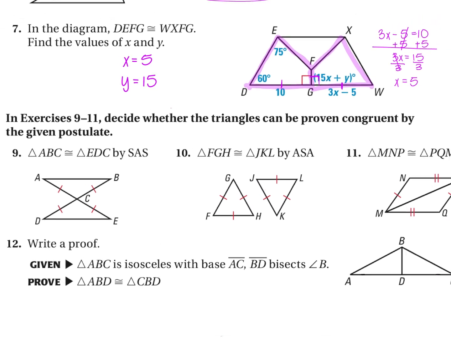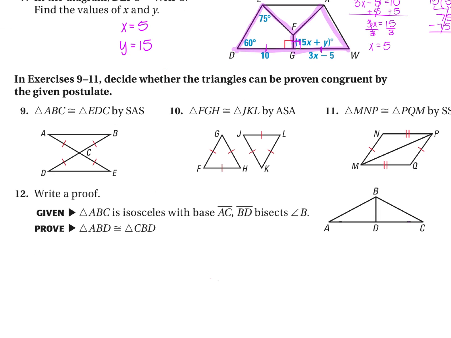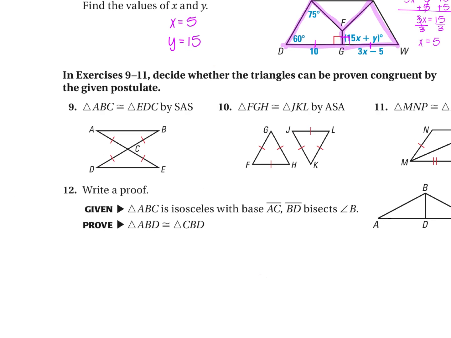All right, 9, 10, and 11. It says in exercise 9, 10, 11, decide whether the triangles can be proven congruent by the given postulate. Remember, the only time you can draw congruency symbols when you're proving triangles to be congruent is when they are vertical or when they're sharing a side. So this is yes, side, angle, side.